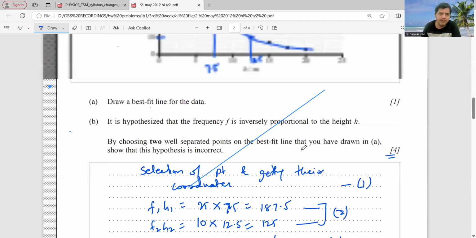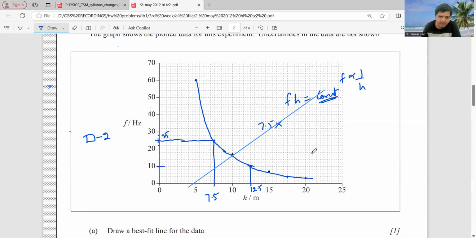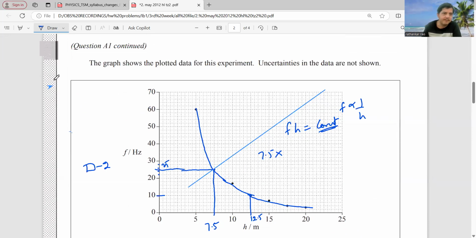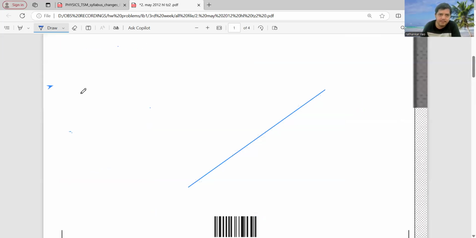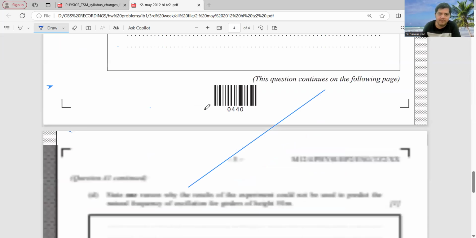Now, let me go back to the first one. So here it says that it is equal to, this line also goes along with me. So I don't know how to cancel this. Okay, let it be. So here they have conducted this experiment only until 25 meters. Beyond 25 meters, they were not able to conduct it. Why? The reason is because, let us read the problem once again. It says it's a metal girder.